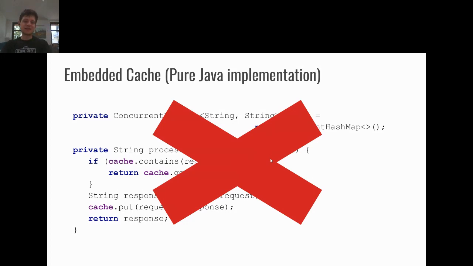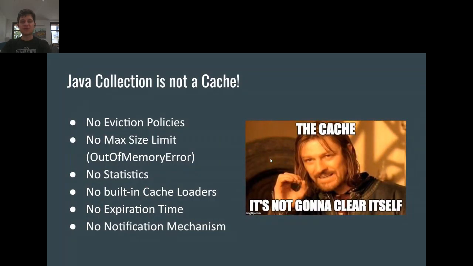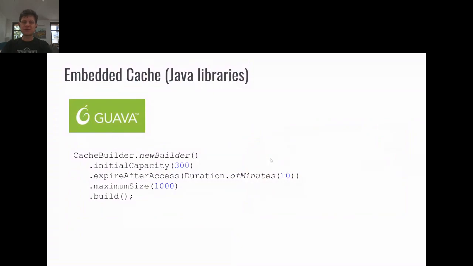Because implementing caching using a Java collection, or any collection from any other language, is actually not a good solution because it misses a lot of features. It has no eviction policies, no max size limit, no statistics, no built-in cache loaders, no expiration time, no notification mechanism. So basically, a collection is not a cache. If we stick to Java, there are a lot of libraries that you could use for caching. One very good caching library you can find is Guava, where you can define all the features that were lacking in the Java collection upfront in the constructor, in the builder. Another good solution is, by the way, EHCache.